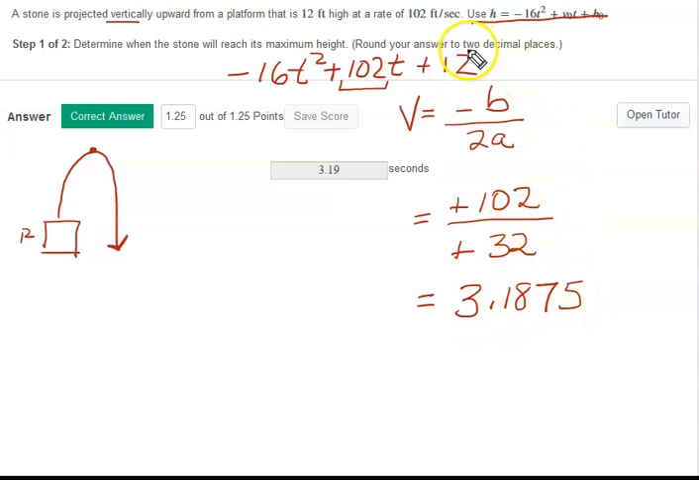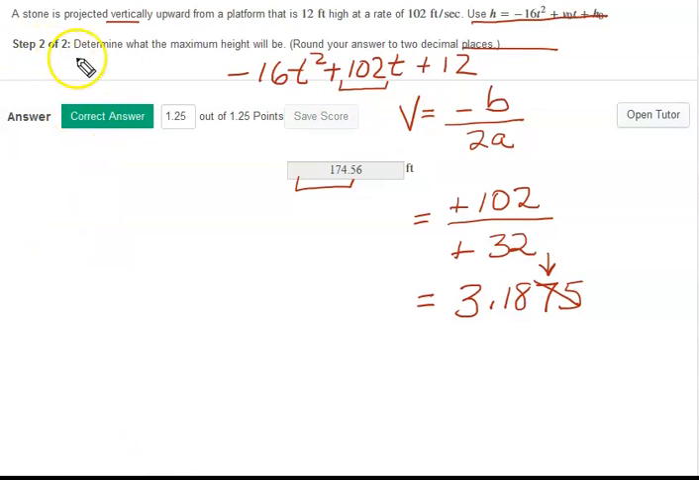But they're asking us to round to 2 decimal places. So we go to our third decimal place. It's a 7, which will now drop, but change the 8 to a 9, which is what our answer is.